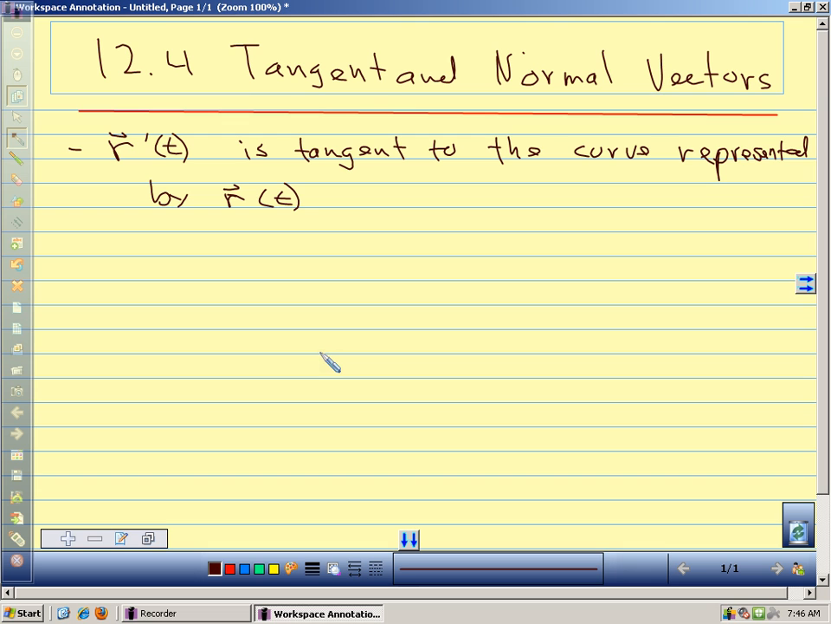On Friday, when we talked about projectile motion, we said that the velocity vector points in the direction of motion. If we're talking just about a general vector valued function, then r prime of t points in the direction of increasing parameter.